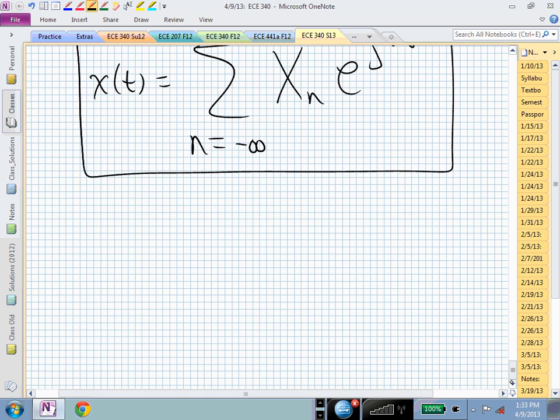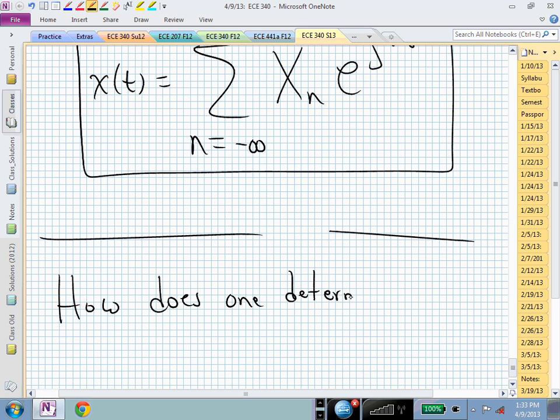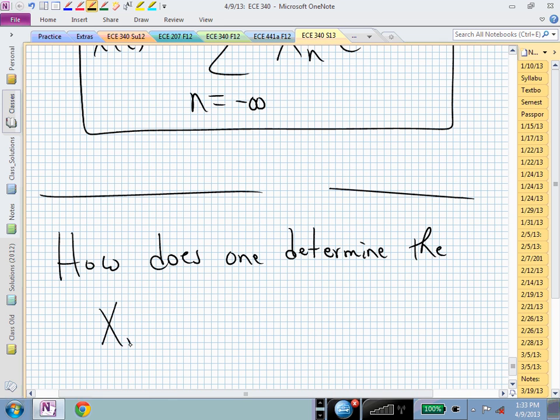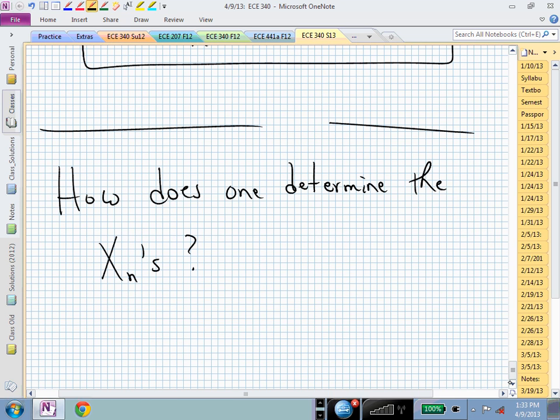What you want to be able to do now that you have this formula is address this question: how does one obtain or determine the x sub n's? And how did we find the a's or the b's in the trigonometric Fourier series? What was our strategy for doing that? If I said find a sub 1, how would you find little a sub 1?